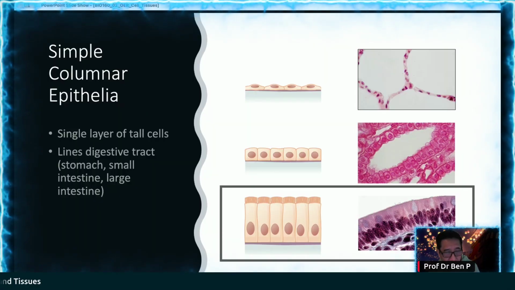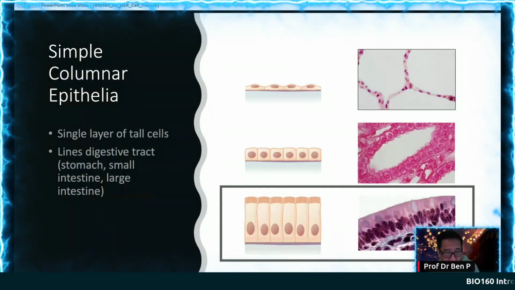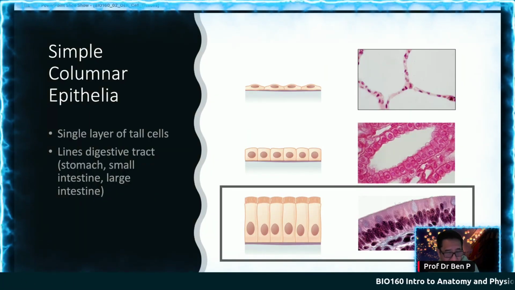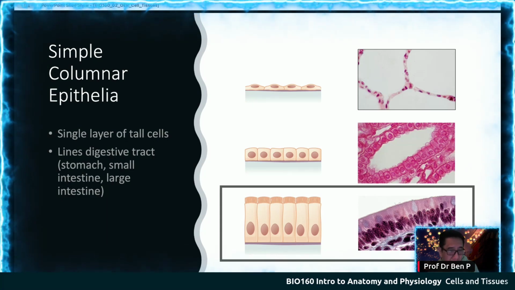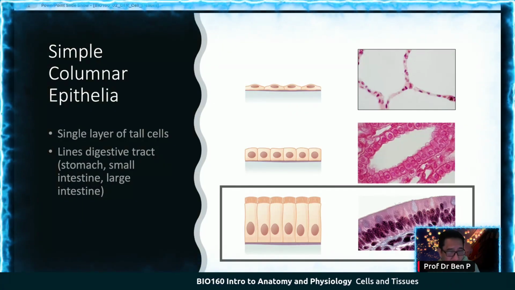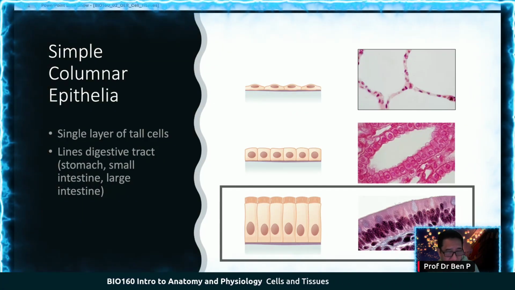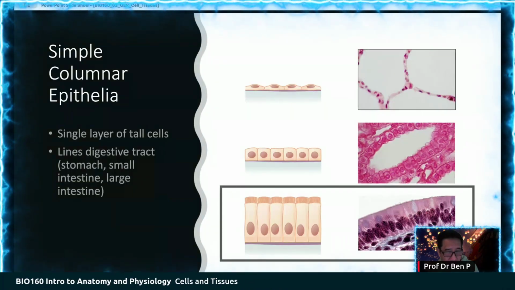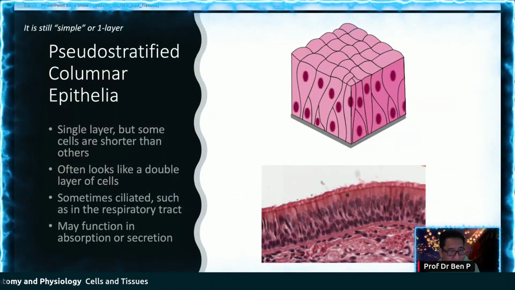Simple columnar is usually in your digestive tract. This is where you absorb your food. You have little hairs, so just recognize these little cilia on the top. So these are the simple columnar. They are a single cell tall, look like little columns, and this is where they absorb things.